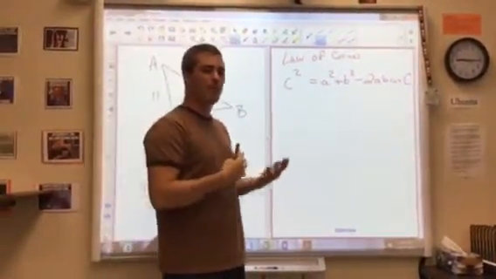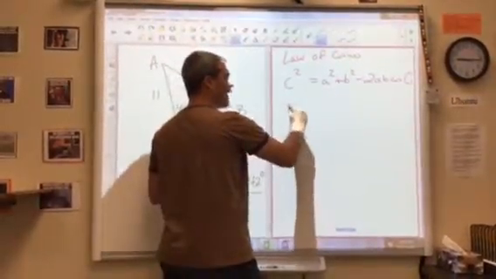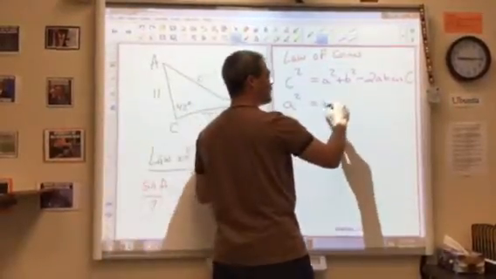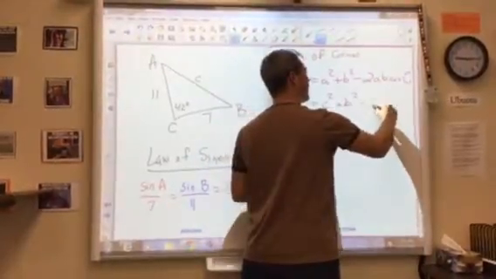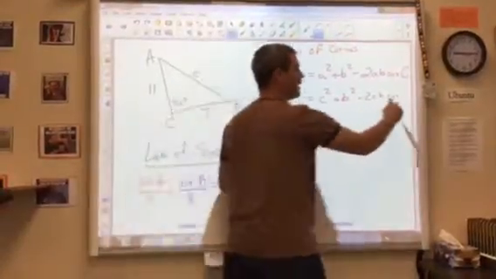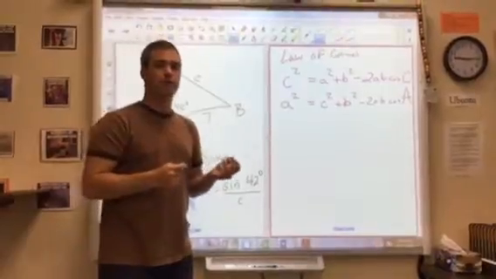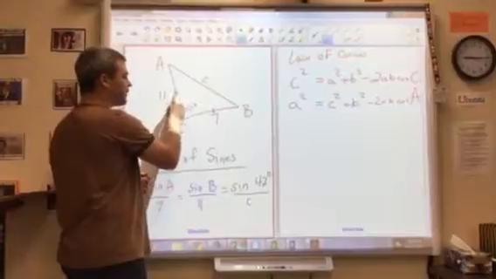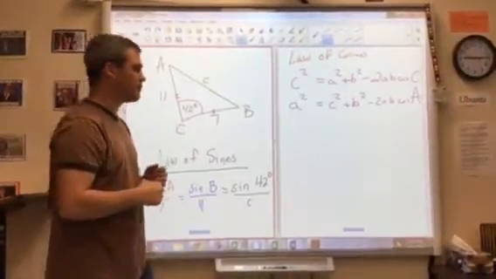Now don't get hung up on what the letters are, they can be interchanged. So if, for example, I didn't know what a was, everywhere I have an a, I would now replace it with c and vice versa. So I could also write it this way. But because I'm trying to solve for a, this would now be the angle. So the law of cosines, one of the two situations when you'll use this is when you have two sides and the angle that is between them. That's one of the two instances.